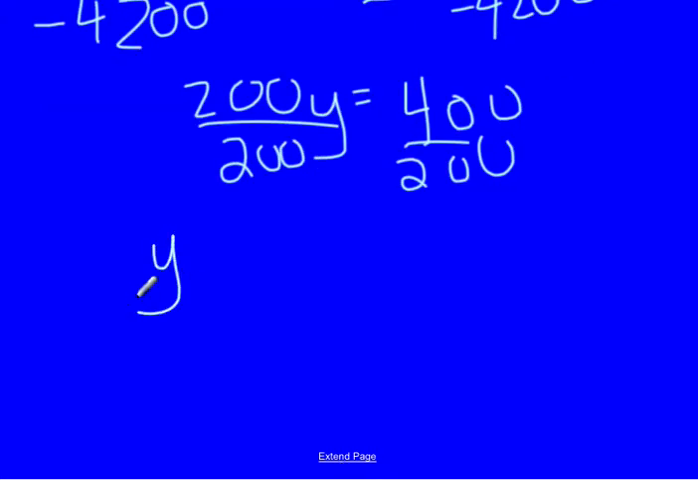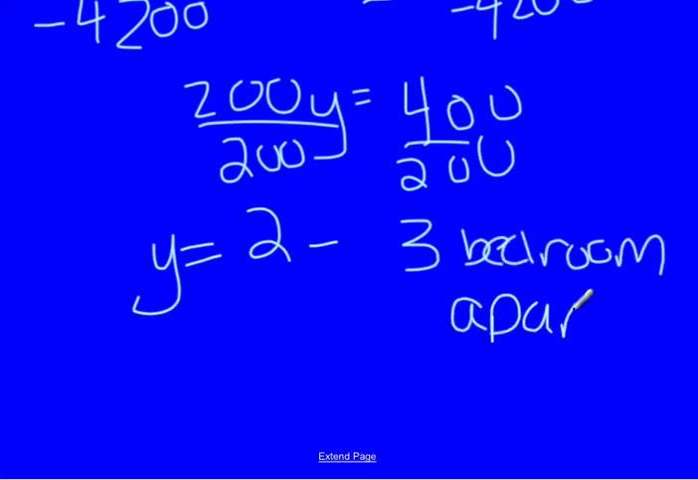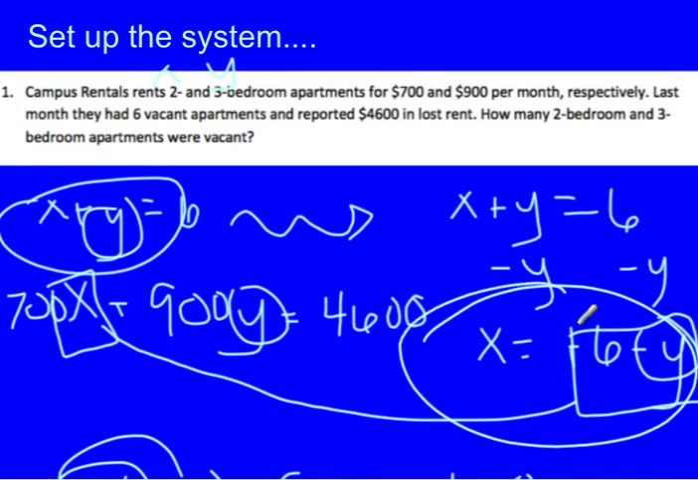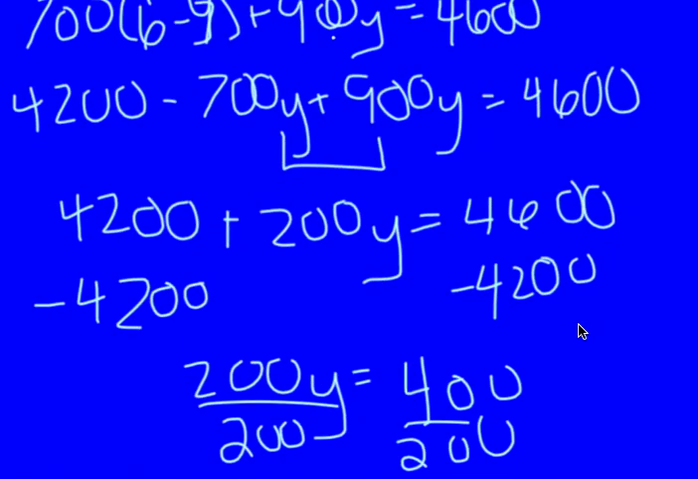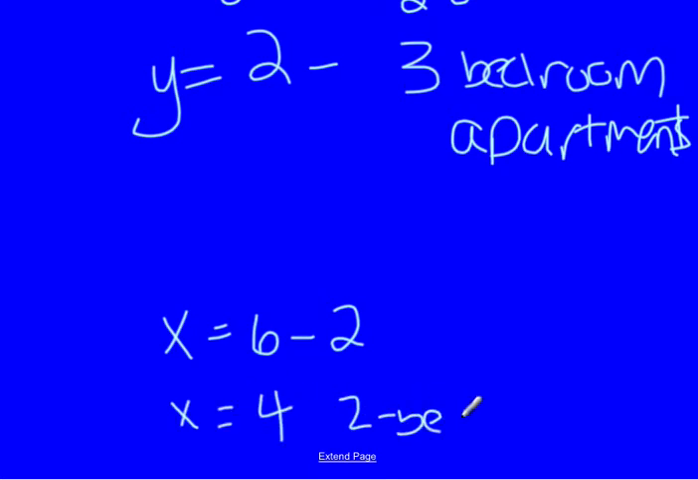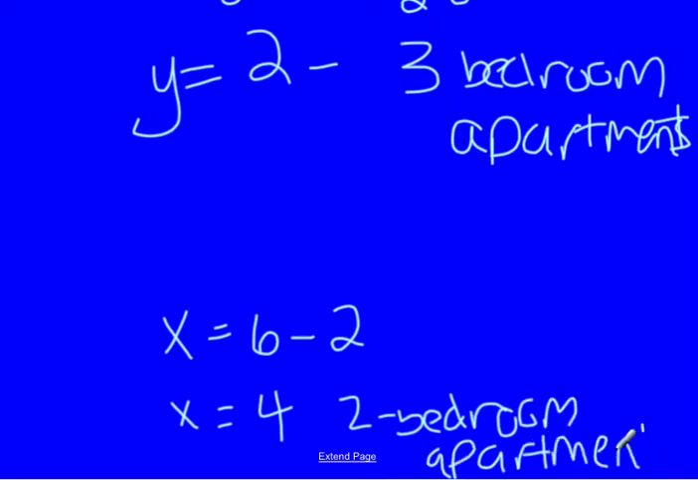When I do that, I get that Y is equal to 2. Remember that Y represents 3-bedroom apartments, so I'm going to have 2 3-bedroom apartments. Now I know that Y is equal to 2. When I go up to the original equations, I could plug that in for Y in any of them. Well, this one's already solved for X, so that's going to be the easiest one to plug it into. Then X is equal to 6 minus 2, which gives me 4. That means there are 4 vacant 2-bedroom apartments. Okay, so that's your answer for number 1.